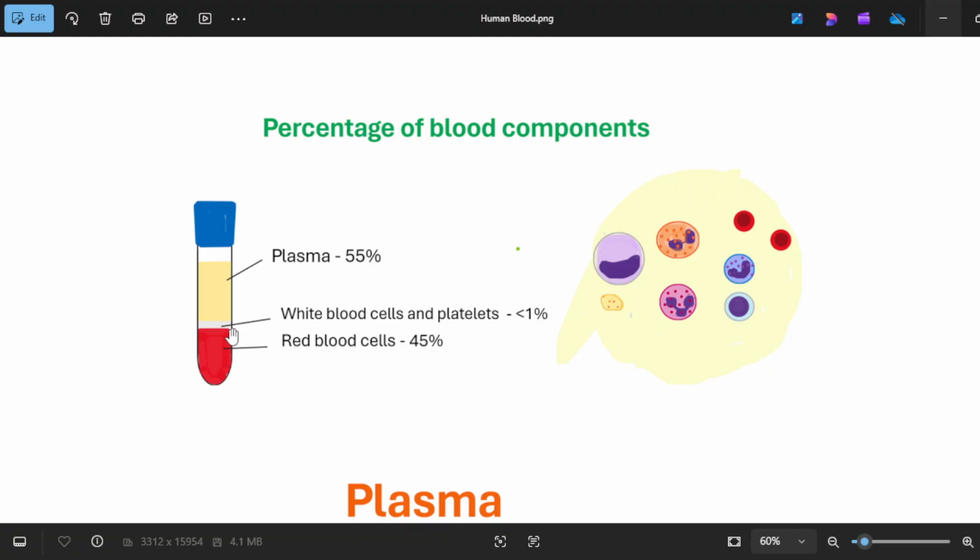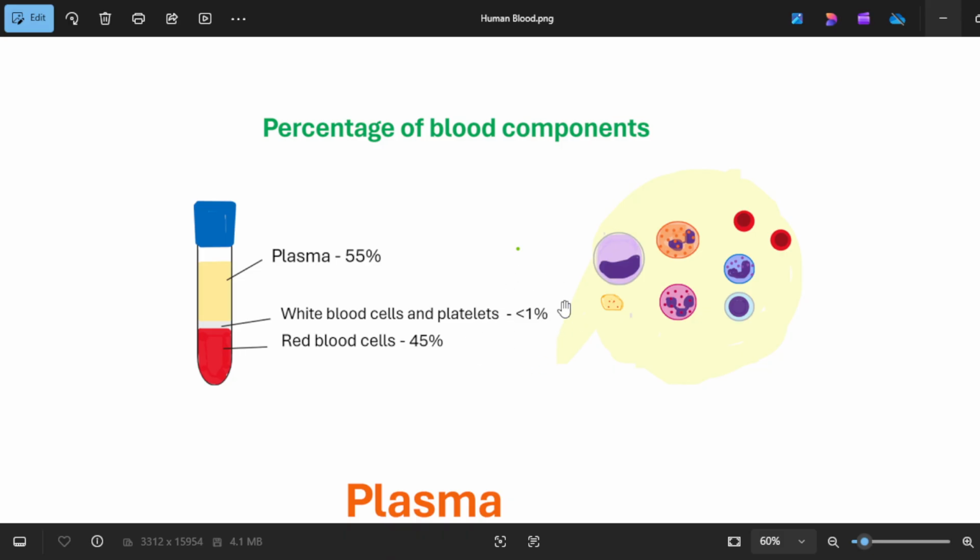Next, the white blood cells, which are heavier, also settle in between plasma and red blood cells. And plasma is the least dense liquid, so that constitutes 55 percentage, and it is settled at the top. So plasma, if you see the liquid, constitutes nearly 55 percentage of the volume of blood. White blood cells and platelets, they are less than 1%. They are at the minimum.